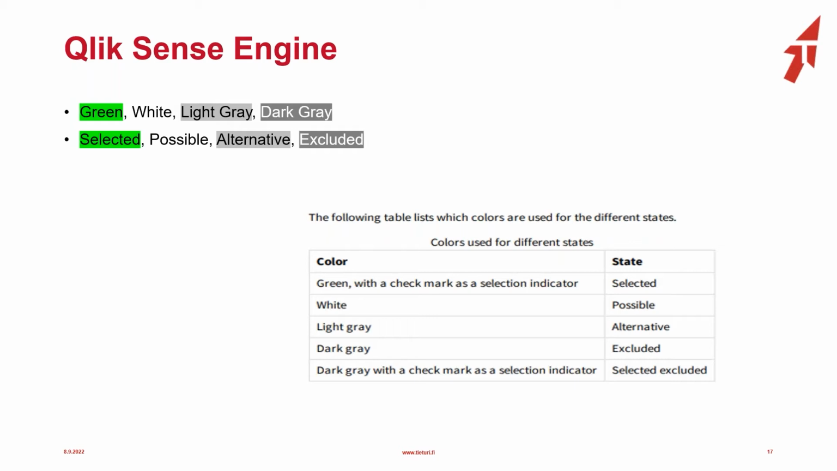The lighter gray or dark gray, they are the alternative values of what you have selected. So it's not that, but it might be something else. The dark gray means that it's excluded, doesn't have anything to do with your selection. But still, you can always start with the excluded selections as well.